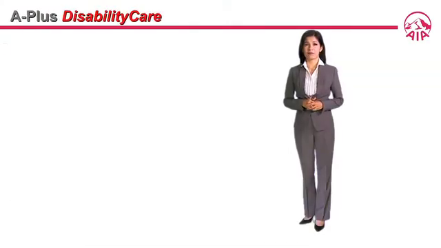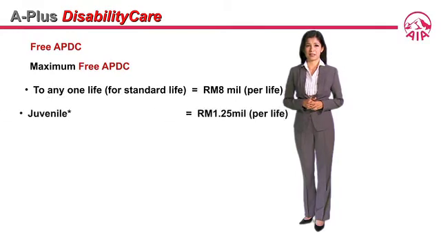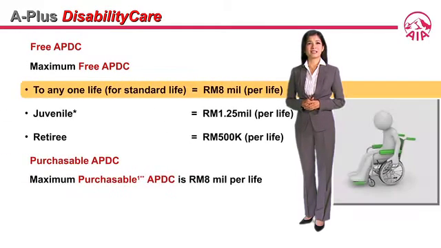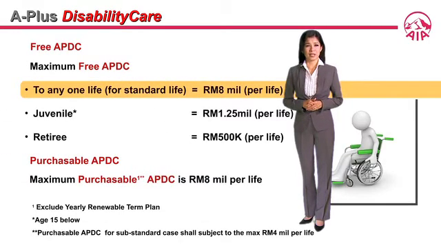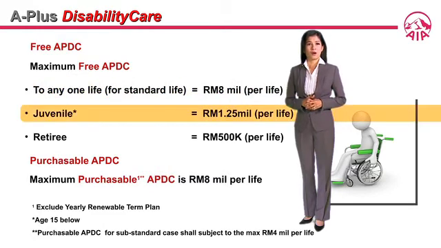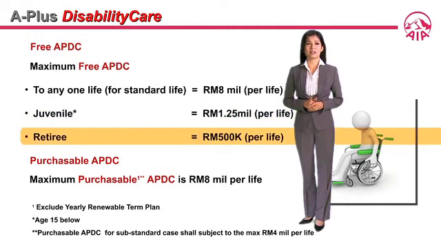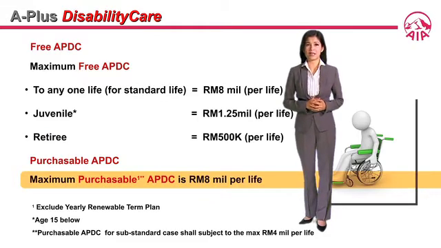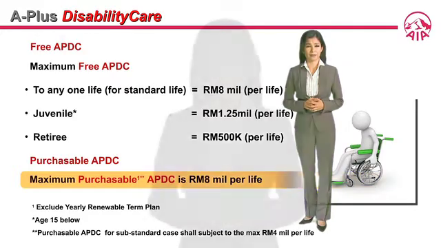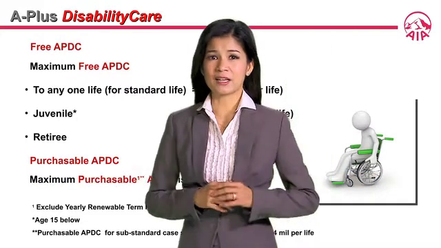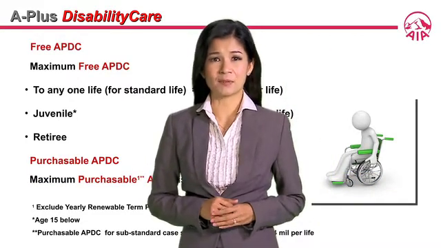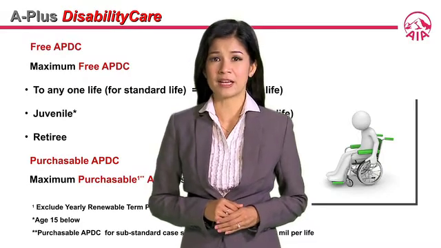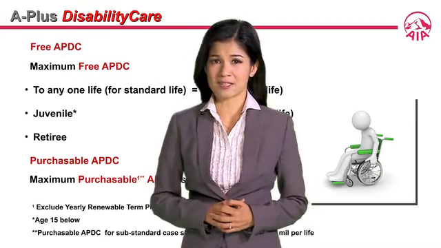All Sender kids will have free A+ Disability Care benefit. The maximum free A+ Disability Care is 8 million ringgit per standard life, 1.25 million ringgit per life for juvenile, and 500,000 ringgit per life for retiree. The maximum purchasable A+ Disability Care is 8 million ringgit per life for standard life. However, please take note that the purchasable A+ Disability Care is 4 million ringgit per life for substandard life.